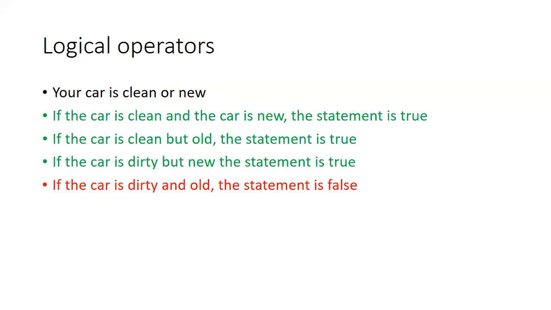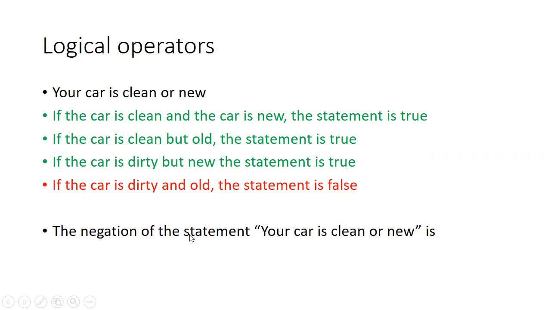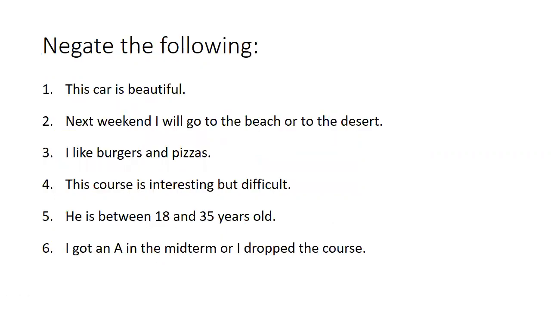Now, if we put a not in front of this, not your car is clean or new, that would have to mean that your car must be, I'm going to use an and. If we put a not here, it would be your car is dirty and old, right? Running out of time. We got 10 minutes. Sorry, your car, if we negate it, then we're going to have to say your car is dirty and it's old. Okay, so negate the following.